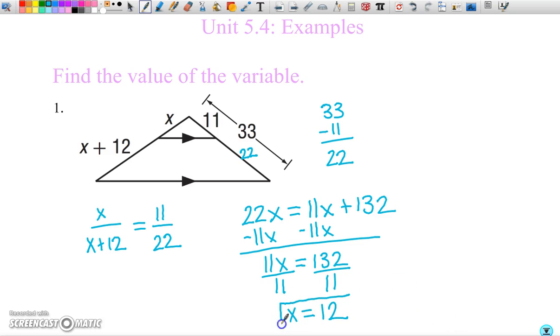So there you go. Now, of course, you can always plug it in and double check to make sure that it actually works. So I'm going to go ahead and check it. I'll put x in here, 12. That was easy. If I put 12 in right here, then this whole side is 24. So does this fit? Well, you'll notice 11 is half of 22 and 12 is half of 24. So we know that we have the right proportion set up.